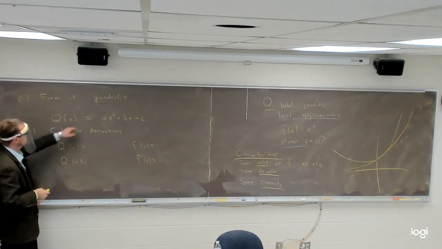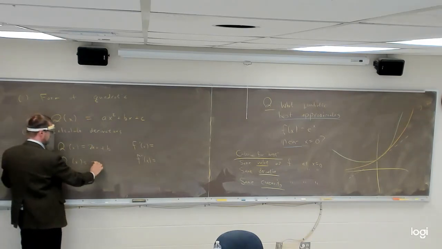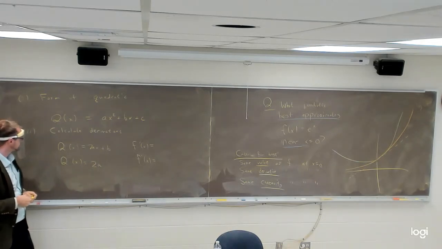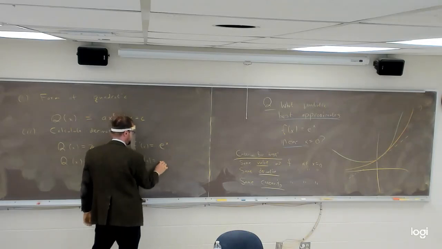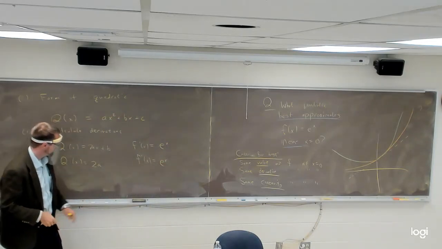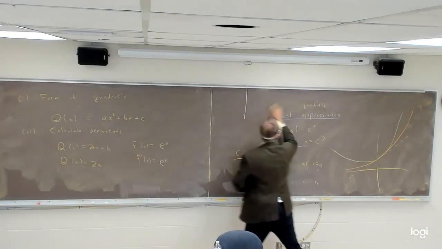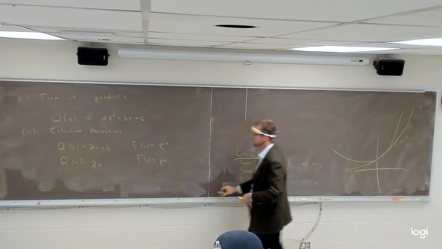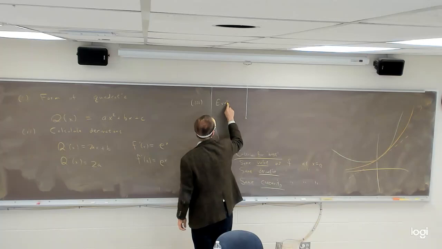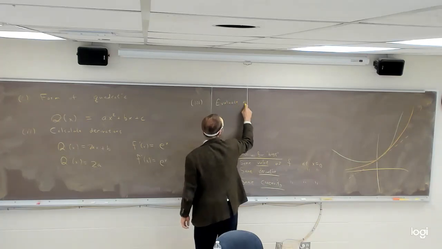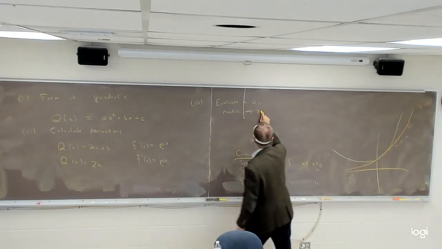All right, so Q prime is 2ax plus b. Q double prime is 2a. My function is e to the x, and the derivative of that is e to the x. Not much going on there. So then I'm going to evaluate at 0 and match up to get a system of equations.